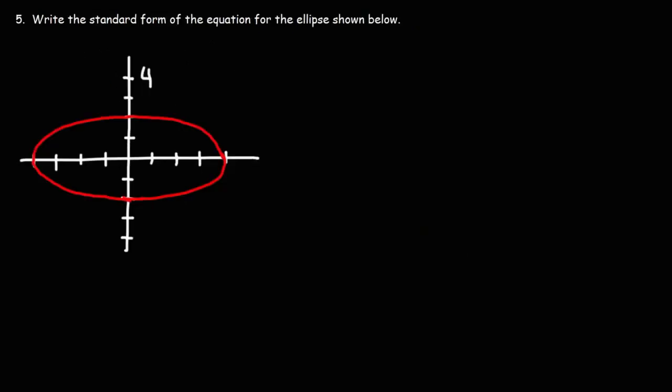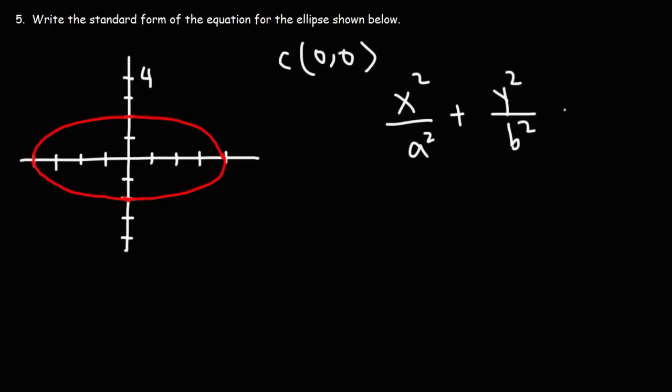Number 5. Write the standard form of the equation for the ellipse shown below. So first, we need to realize that the center is at the origin. And this is a horizontal ellipse, where we have a horizontal major axis. So a squared is going to be under x squared. So this is the general formula of the equation that we need to use. X squared over a squared plus y squared over b squared is equal to 1. So if we could find the values of a and b, we could write the equation in standard form.